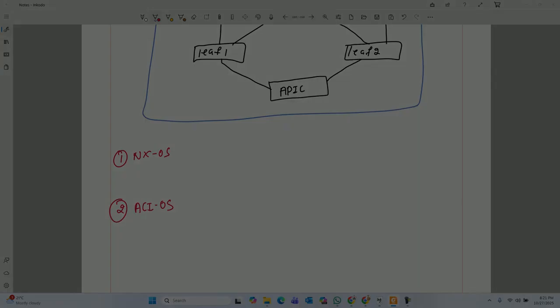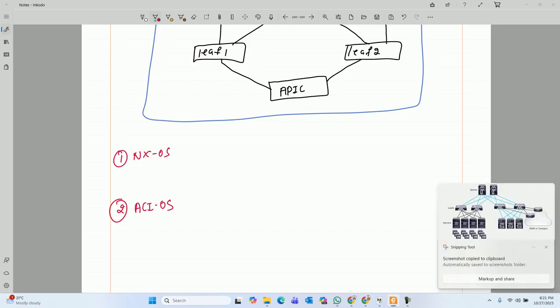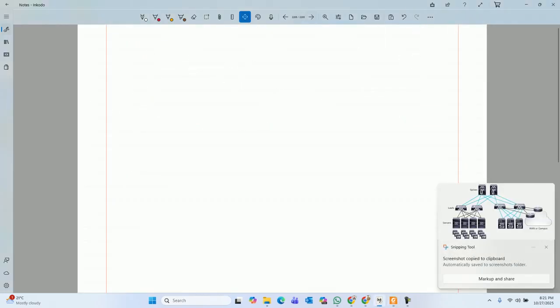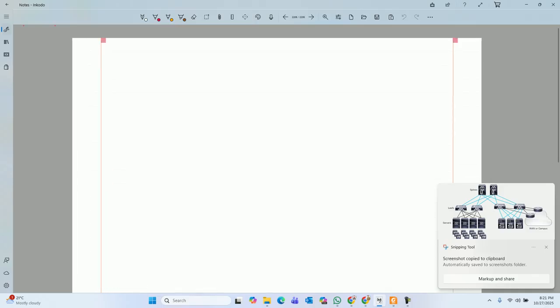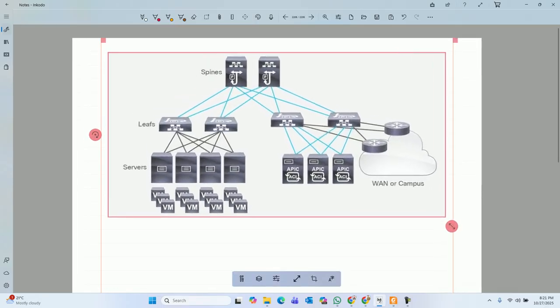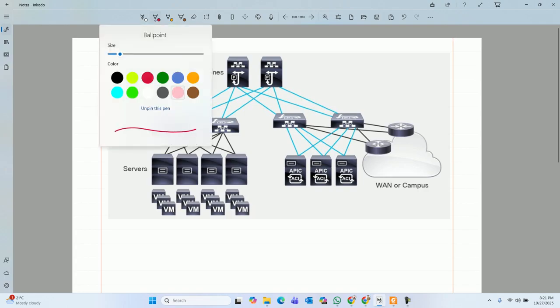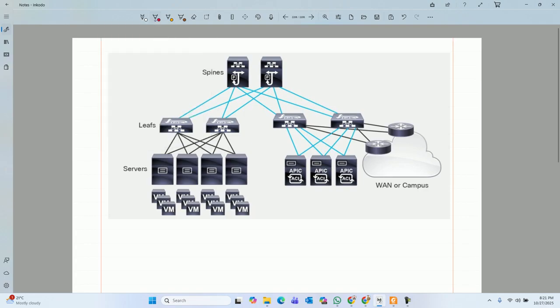Now the topology could be like this also. In this topology, notice the external appliances. So this is the spine, which acts as the backbone. Leaf switches provide connectivity to the servers. Now you can have a physical server which is running an operating system, or we have servers inside which we have installed virtual machines.